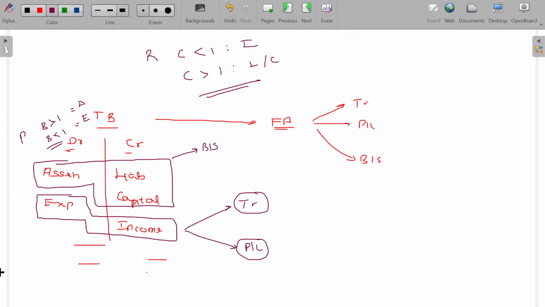Once you identify whether it is income and expenses or the other way, if it is income and expenses, now comes the subclassification. Will it come in the trading account or the P&L account?